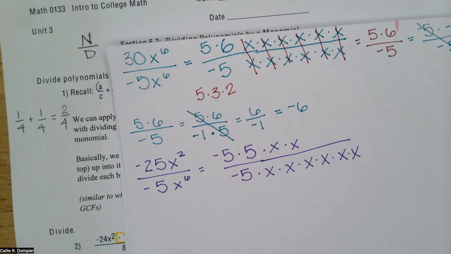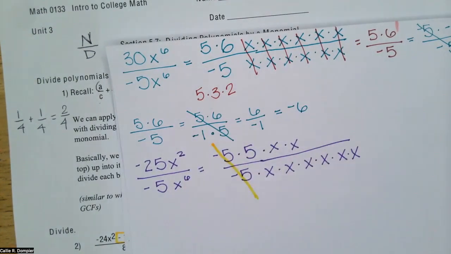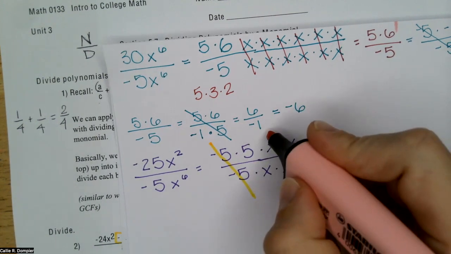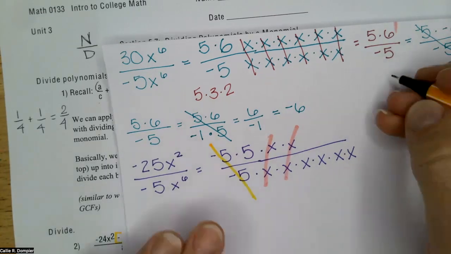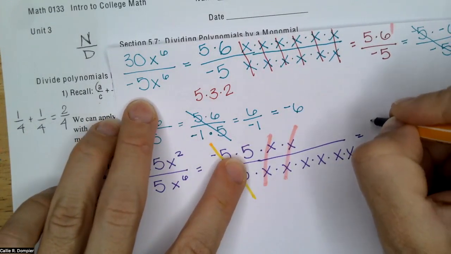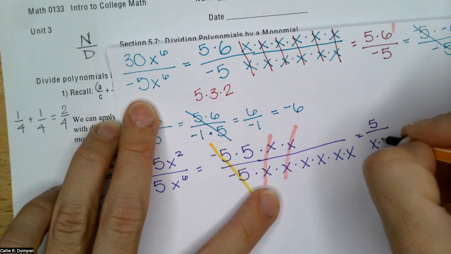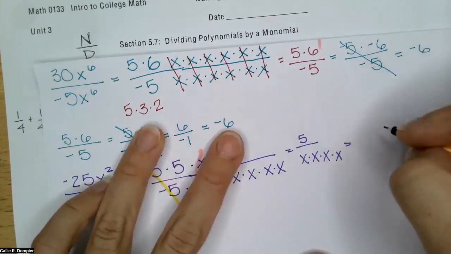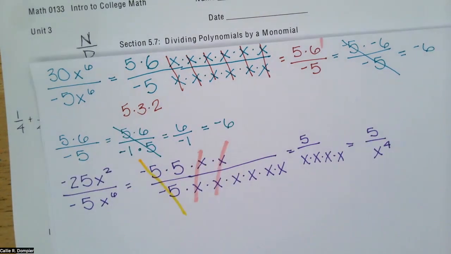Okay. Cancel out anything that is common to the numerator and the denominator. The negative 5 and the negative 5 cancel. Good. This x and this x cancel. This x and this x cancel. And what I have is a 5 on the top, and then 1, 2, 3, 4 x's on the bottom, which is 5 divided by x to the 4th.